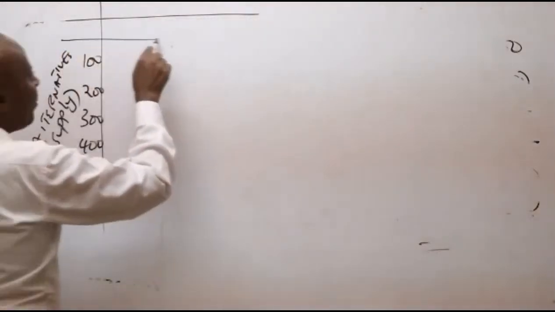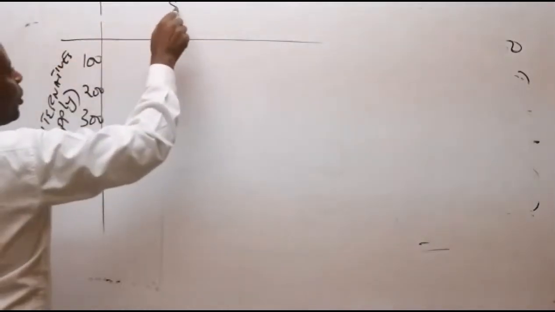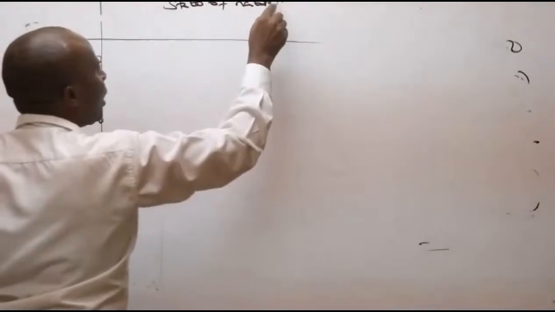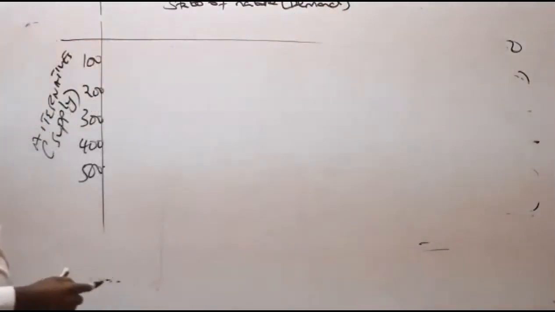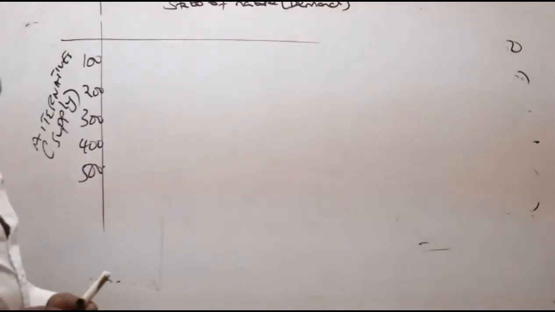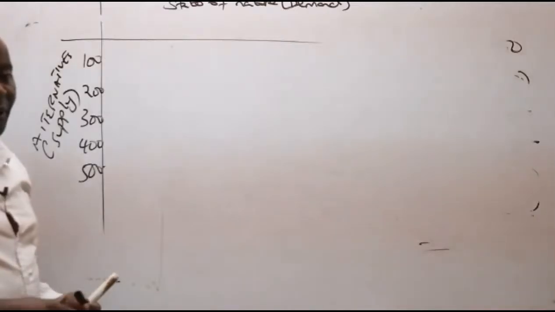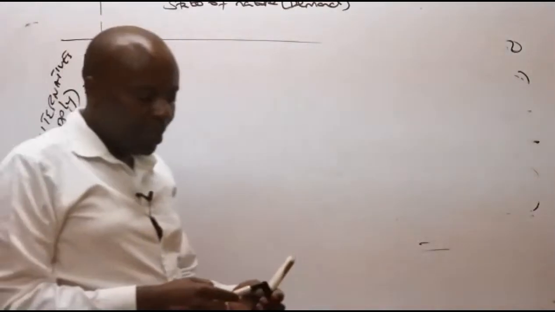And then remember that, ladies and gentlemen, here we have what we call states of nature. States of nature will be what we are not able to control. So our states of nature, ladies and gentlemen, will be what here? Will be demand. States of nature here will be demand.